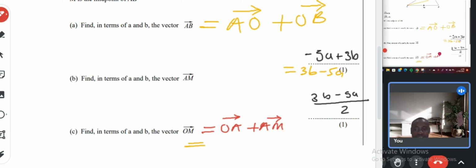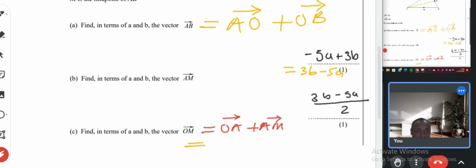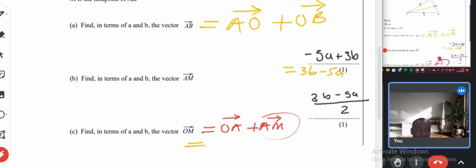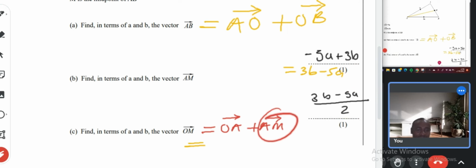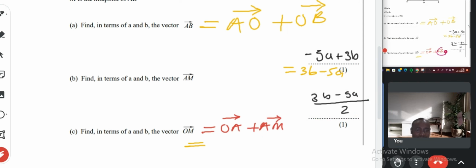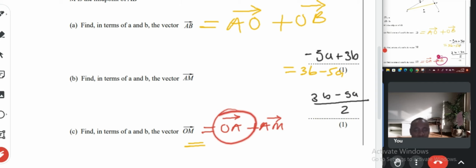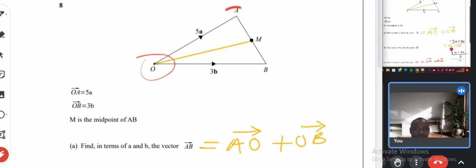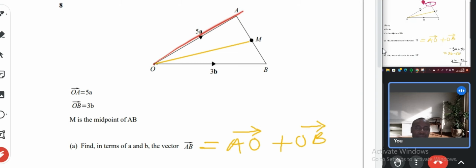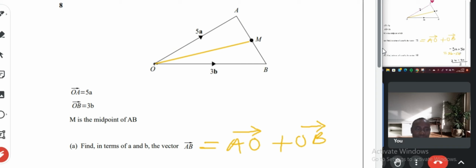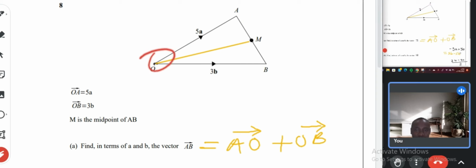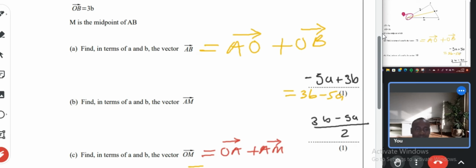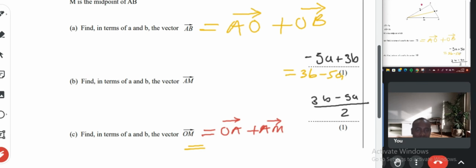And we know each of these. OA is given, and you just found AM. What is AM you just found now? 3b minus 5a divided by 2. And you already know OA. What's OA? I forgot how we got AM.